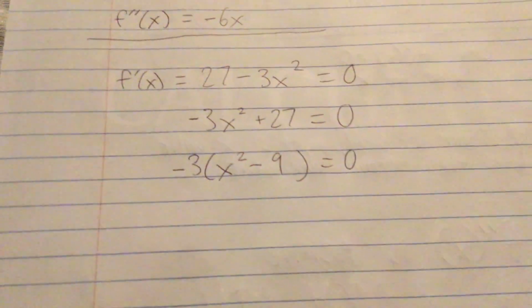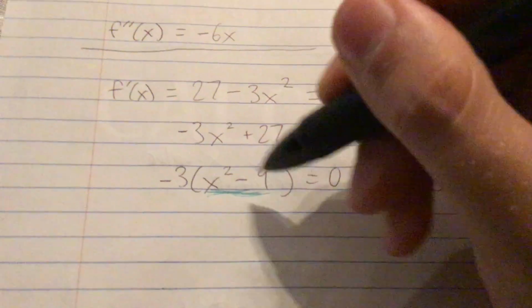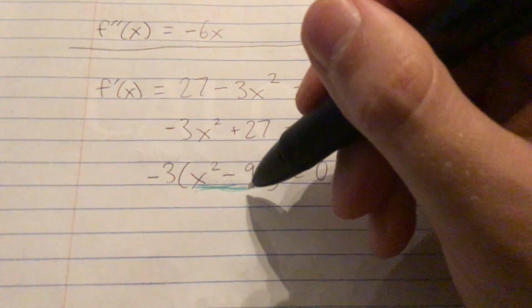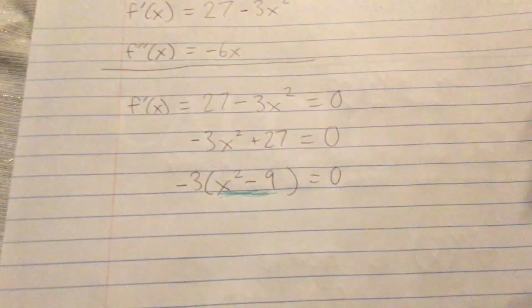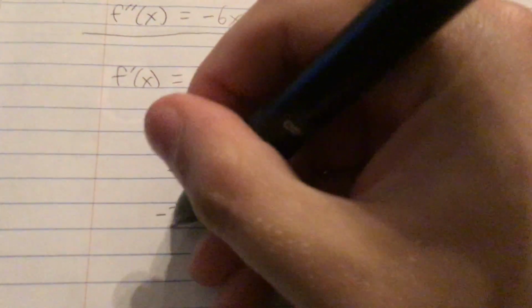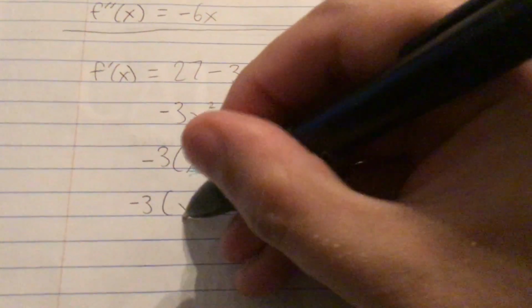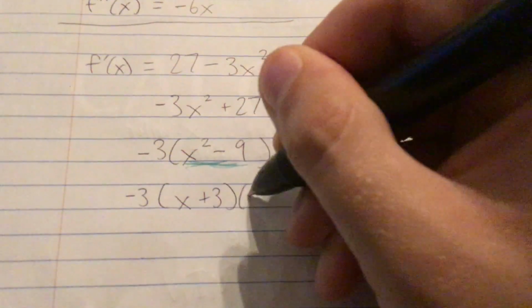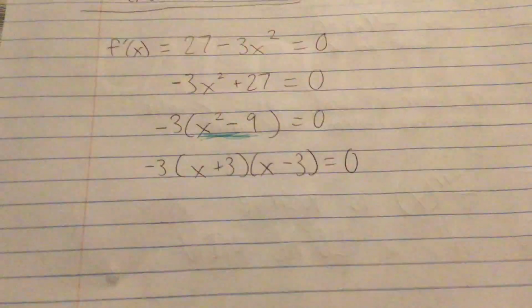We need to factor, let me just highlight this over here in green. I can factor x squared minus 9. That's the difference of two squares. I can factor them into conjugates. So we factor x squared minus 9 into the difference of two squares, into conjugates. x plus 3, x minus 3 equals 0.